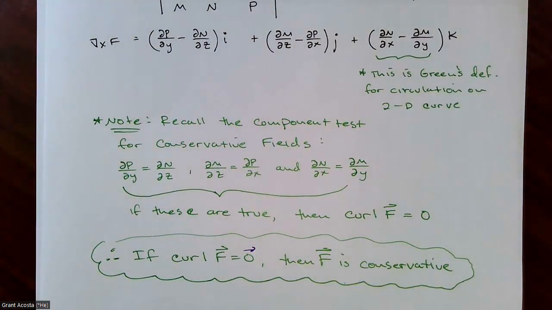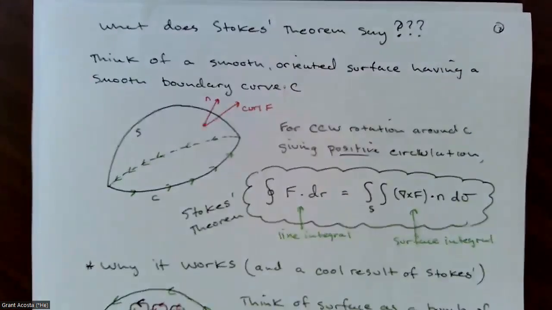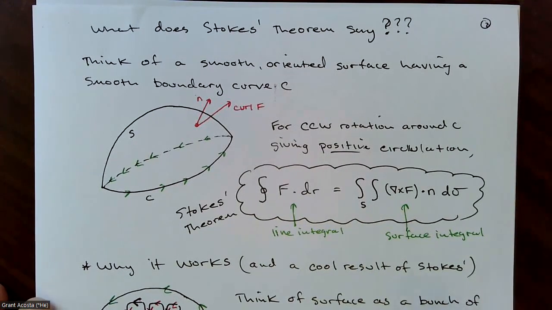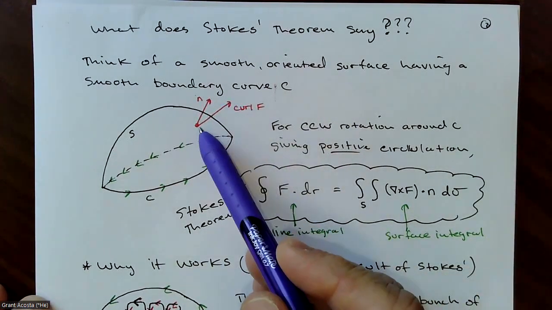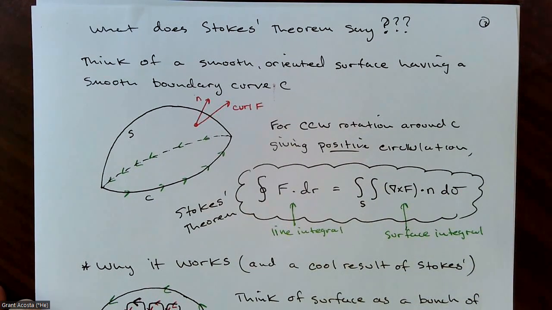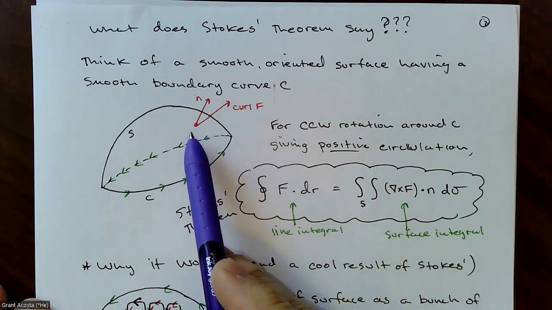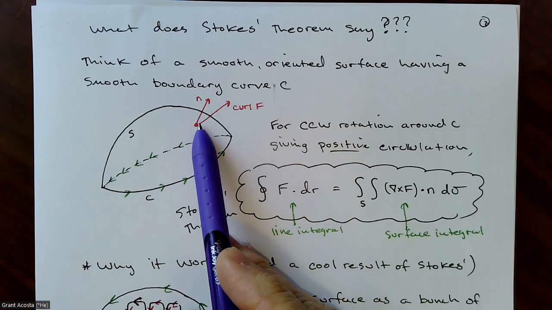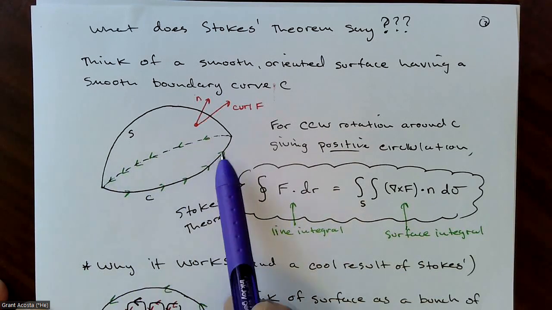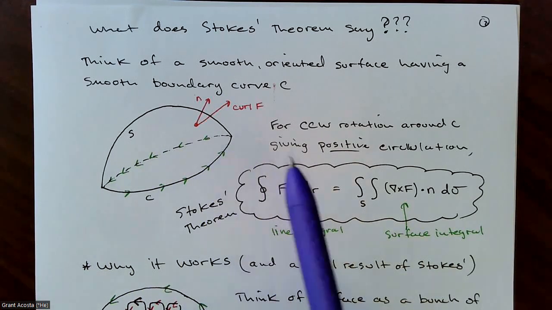So what does Stokes' theorem say? Stokes' theorem says this: if we have a smooth oriented surface, and oriented means we have to define which side we're talking about. There has to be two sides to your surface. A Mobius strip is a one-sided surface. All other surfaces usually have two sides, so we need to orient ourselves to which side of the surface we're talking about. And it has a smooth boundary curve, C.